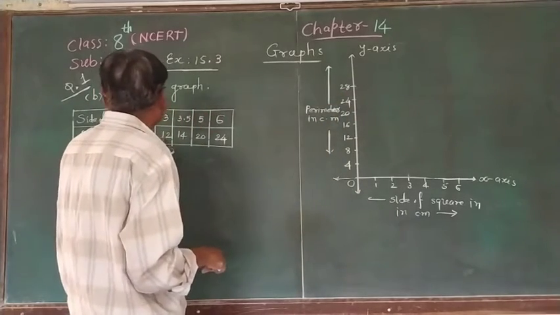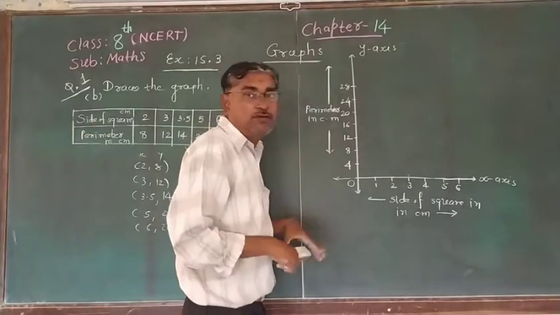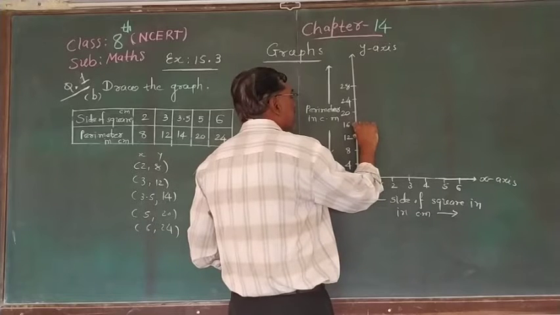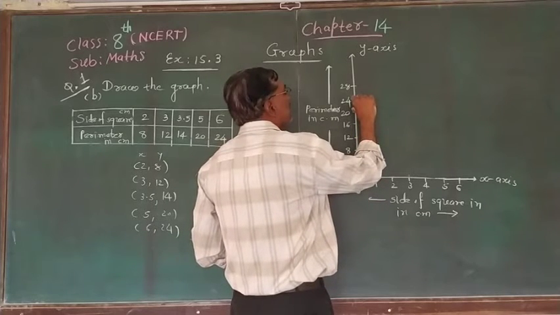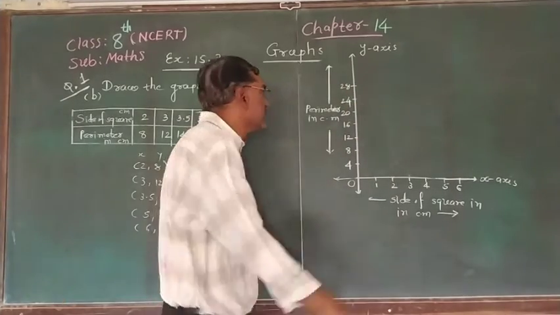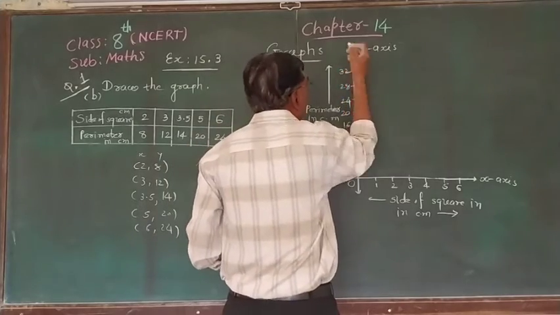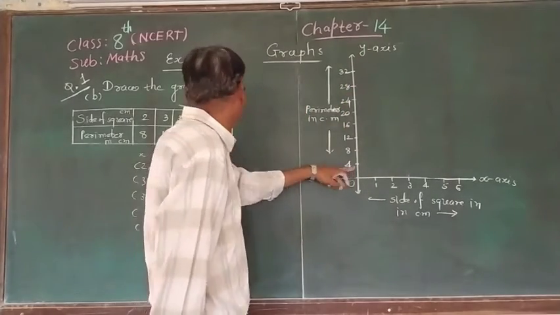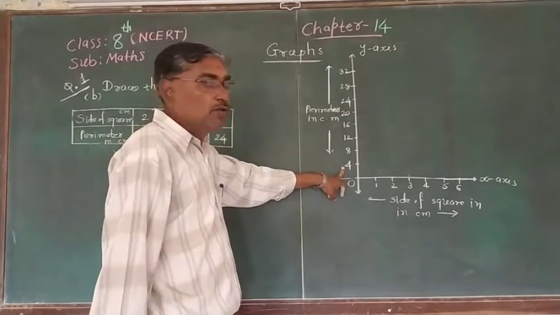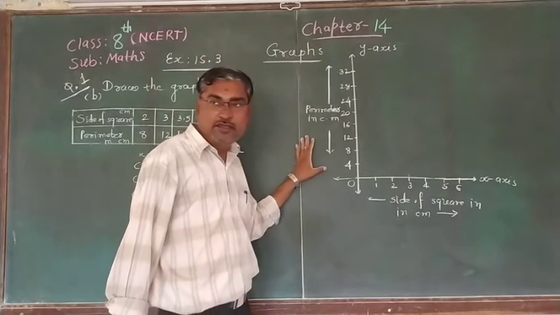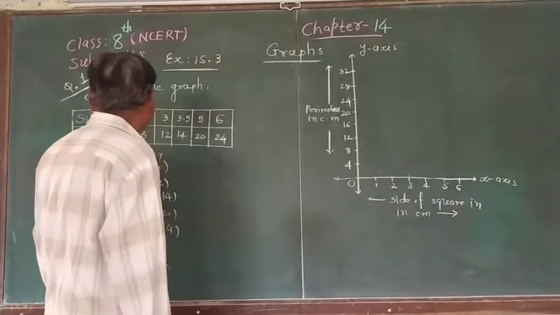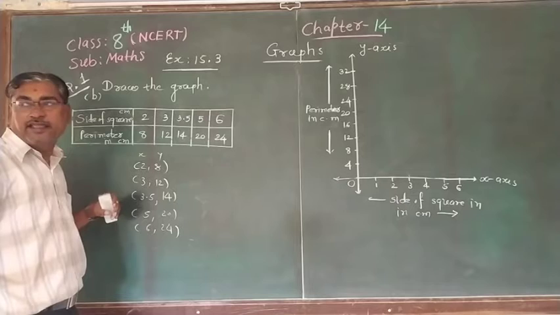Okay, here we have 8, 12, 14, 20. But according to our scale, this is 4, then double, 8, 12, then 4 added, 16, 16 plus 4 is 20, 20 plus 4 is 24, 24 plus 4 is 28. Okay, in this way. If you need more, 32. So 1 centimeter equals 4 centimeters of perimeter. Okay, so this is the scale. If you want, you can write the scale on your graph.